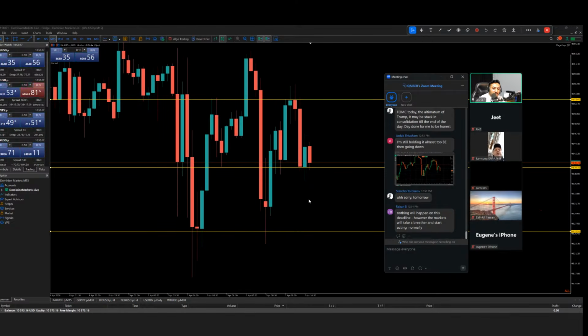So nothing will happen on this deadline. However, the markets will take a breather and start acting normally. Let's see. Let's see. So as we can see, the market is not moving.